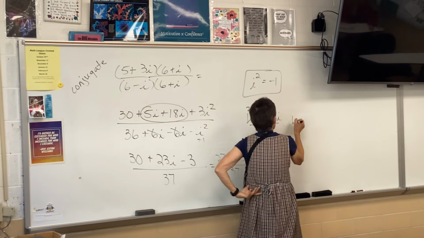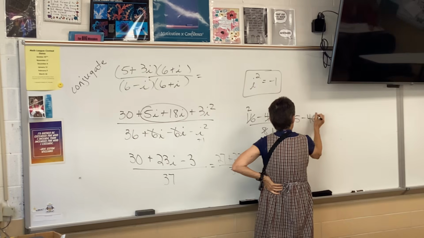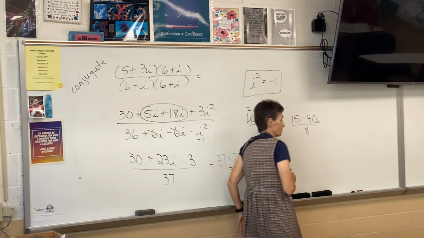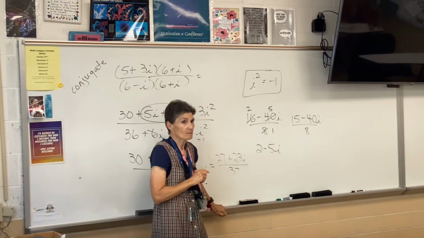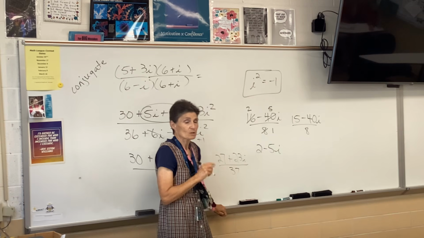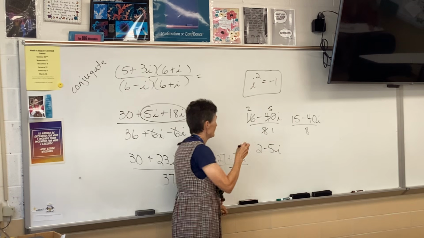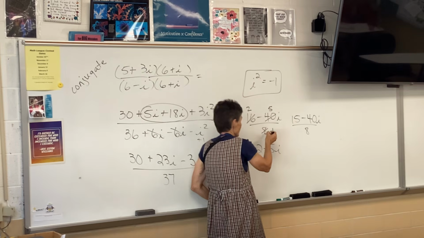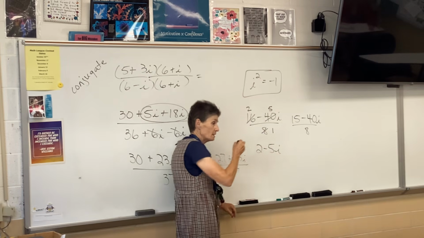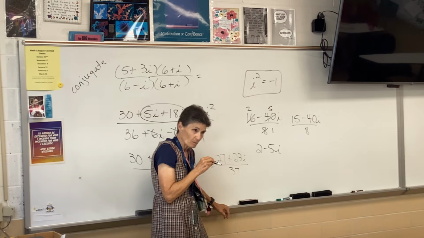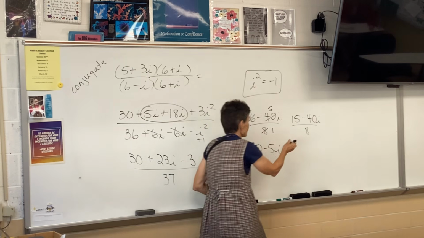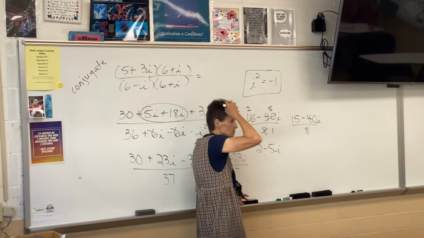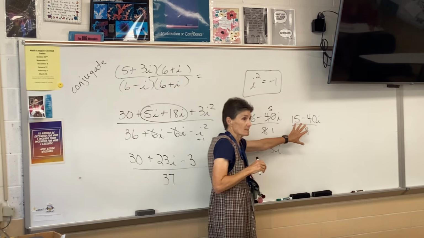But if it would have been this, I can't cancel. That doesn't simplify. Because the rule says, if you have 3 numbers in your fraction and you want to simplify, you have to be able to do it with all 3. You can't just simplify these 2. So that one doesn't simplify.